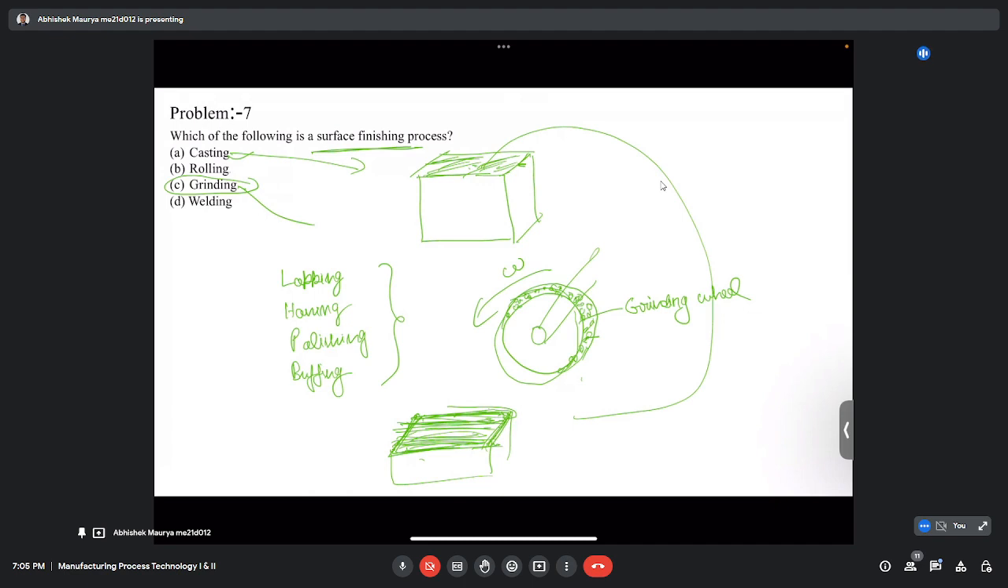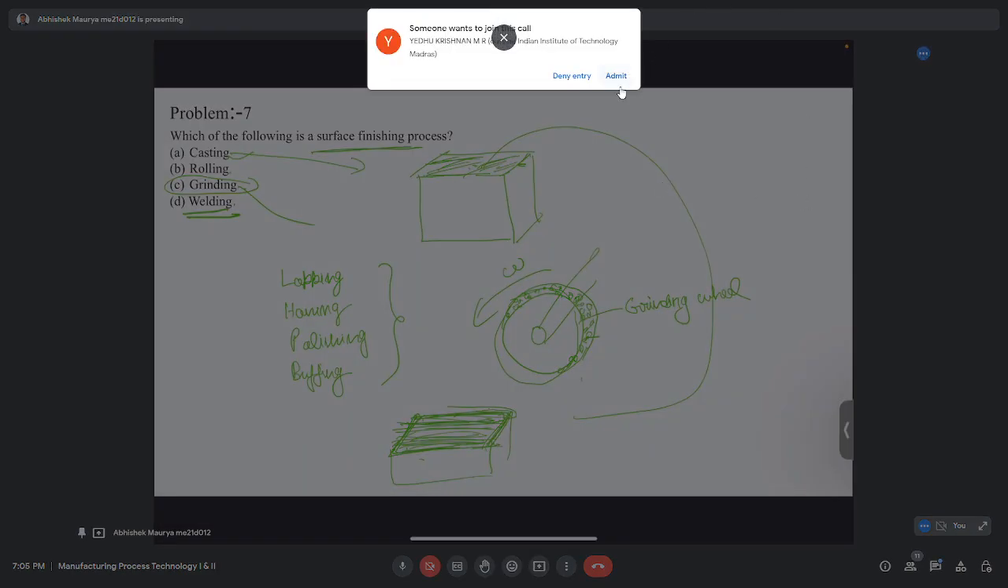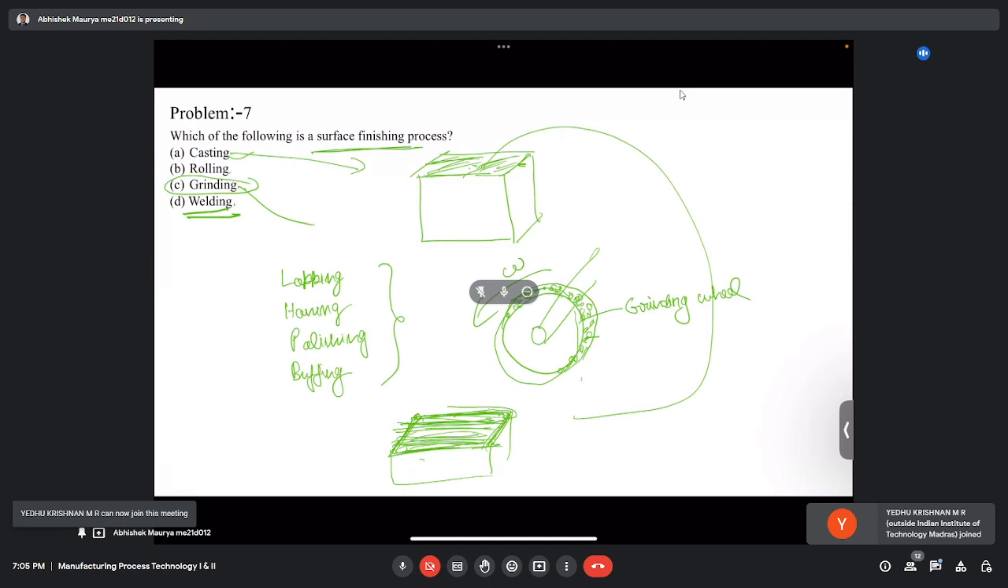Rolling is mainly used for getting sheet-like material, or we try to get the different other shapes which have constant cross-sectional area, whereas welding is used for joining two different components. So the correct answer is grinding. So still, if any of you have any doubt, please let me know. Otherwise, we will move to the next question.